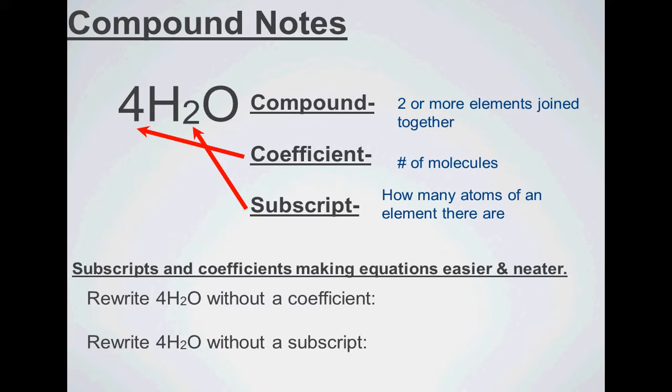We use these coefficients and subscripts to help us condense and make things a little neater when we're writing out the formulas. You could write 4H2O without the coefficient and write H2O, H2O, H2O, H2O. We could write 4H2O without the subscript and write 4HHO. They all basically are telling you the same thing.